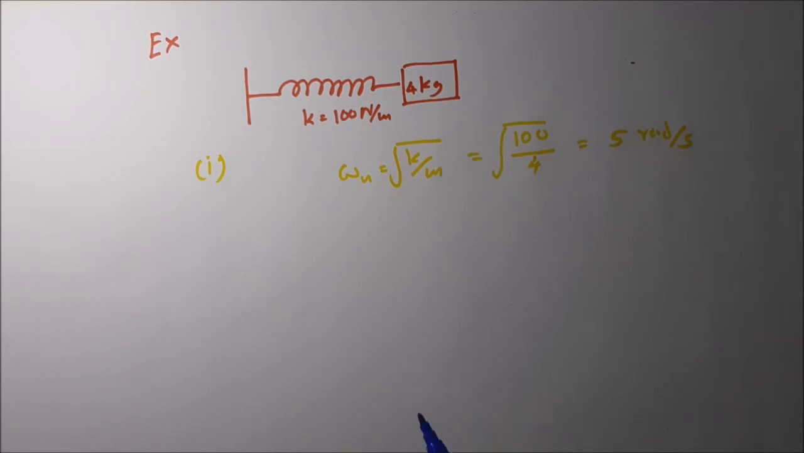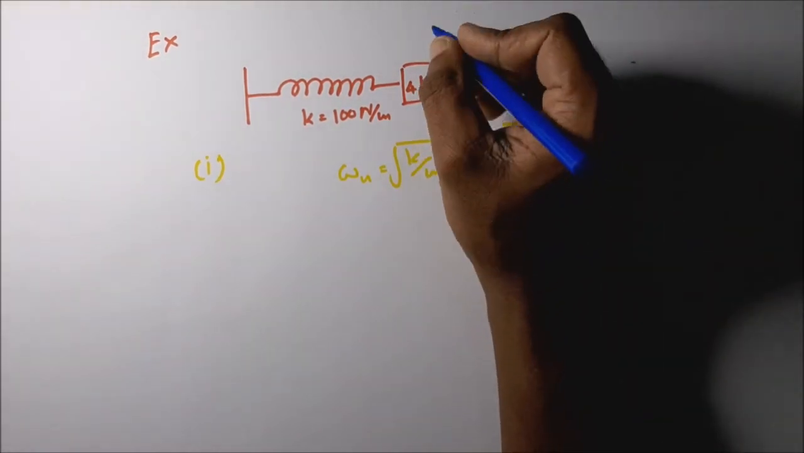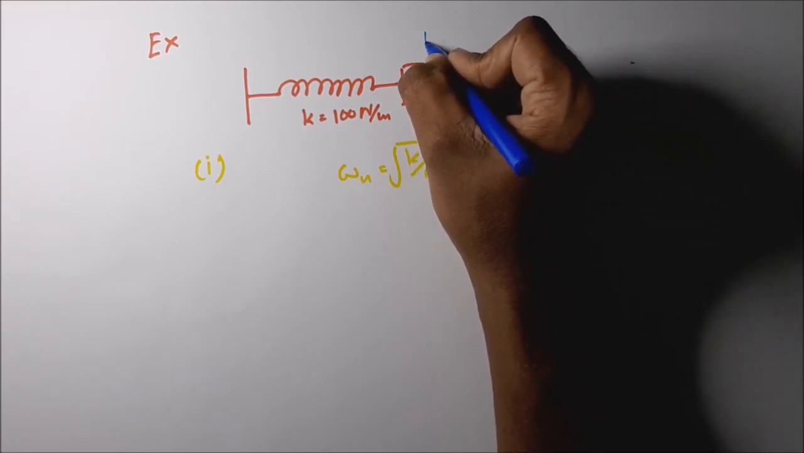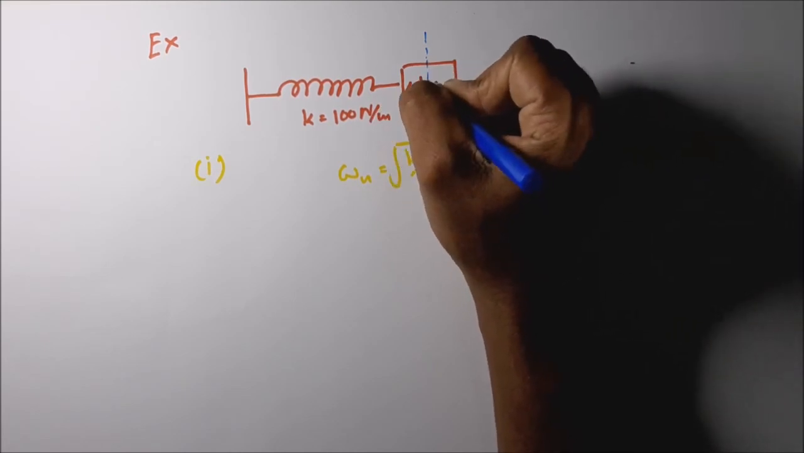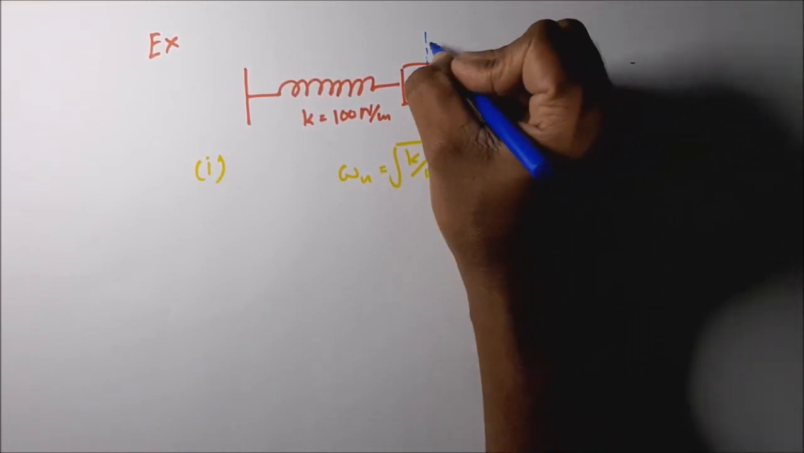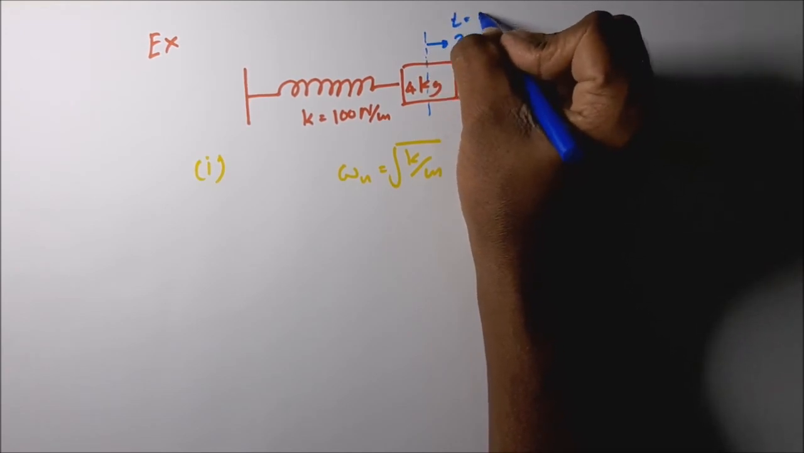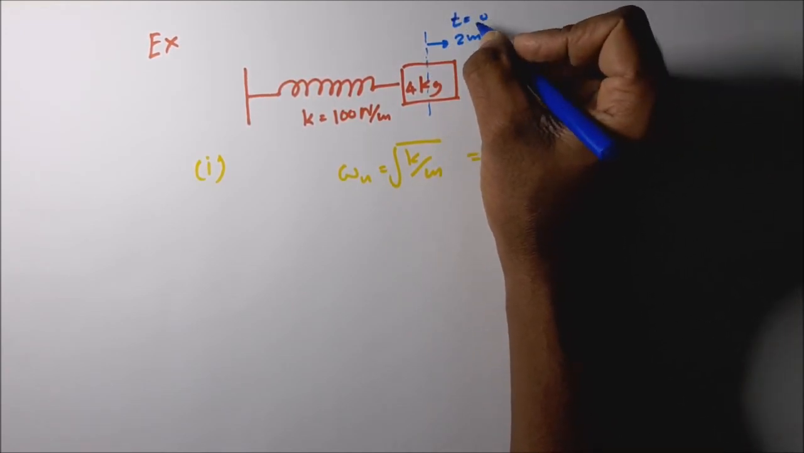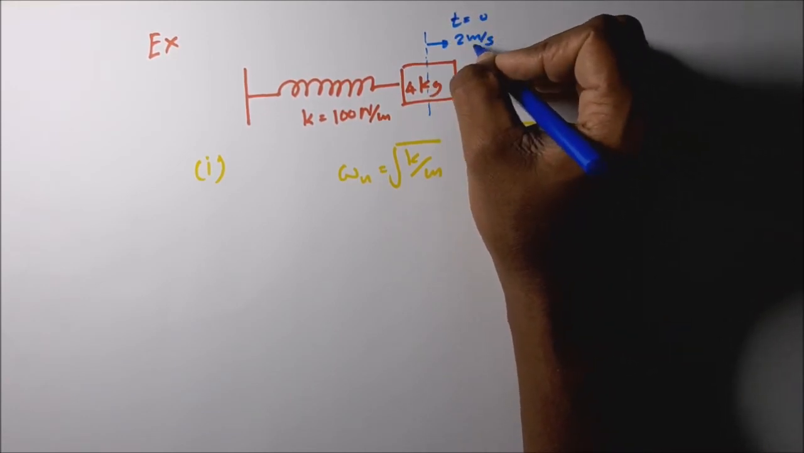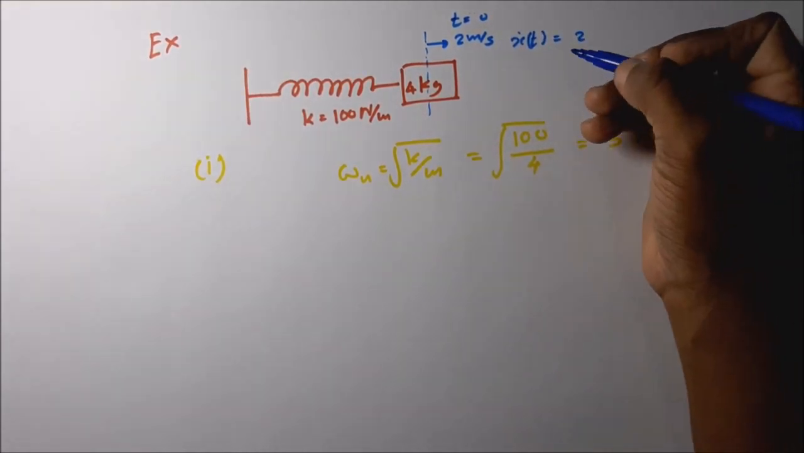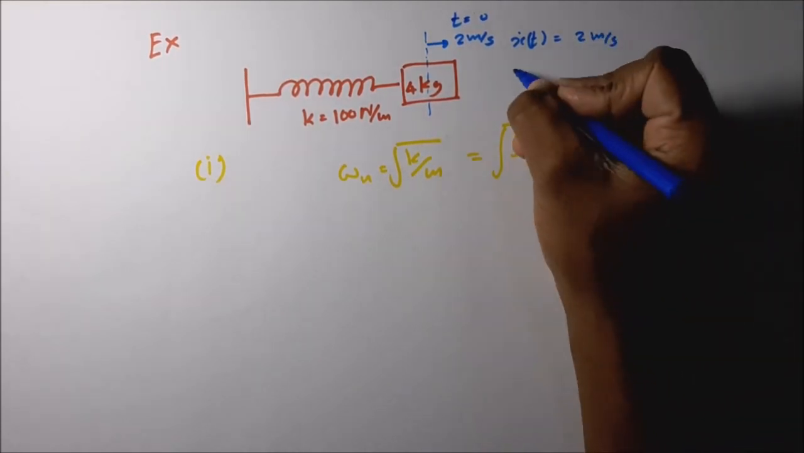The second one: if the mass is struck slightly at the equilibrium position, so that it is given an initial velocity of 2 meters per second, what will be the equation of motion? If struck lightly, at the equilibrium position there is no force acting on this mass. So at this position the problem gives the initial velocity of 2 meters per second. That means t is equal to 0. Let's take this as the equilibrium position, t equals 0 at the initial position. The velocity of 2 meters per second is given. That means x dot at t equals 0 is 2 meters per second.